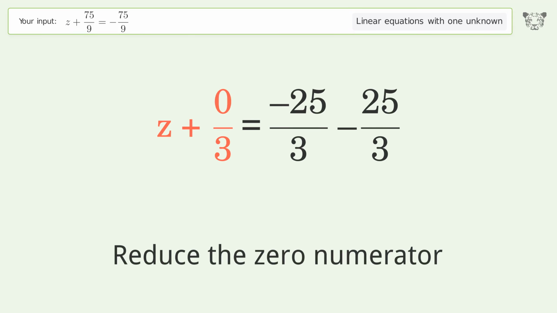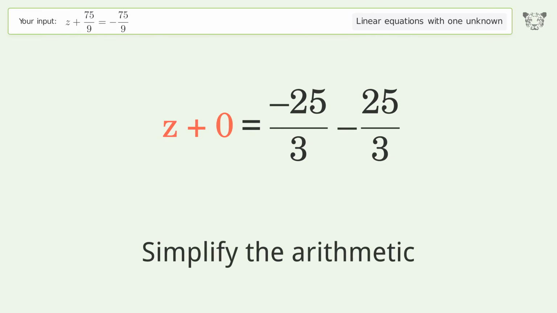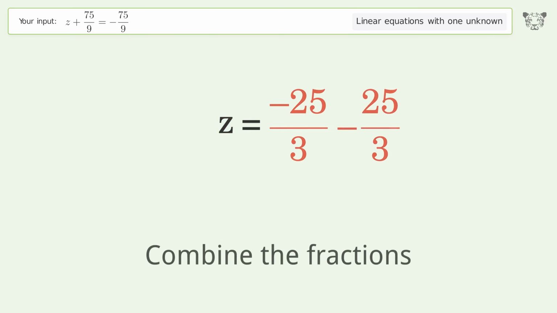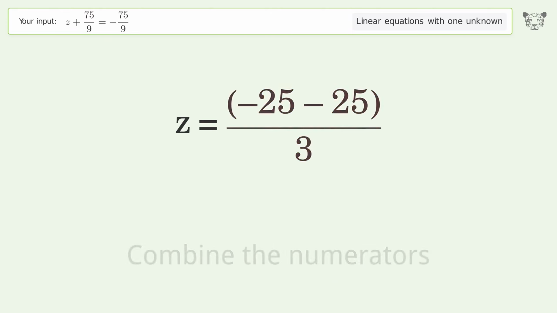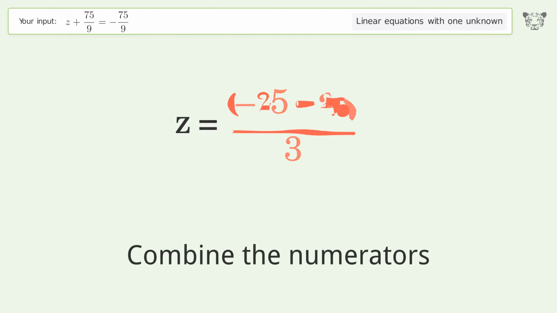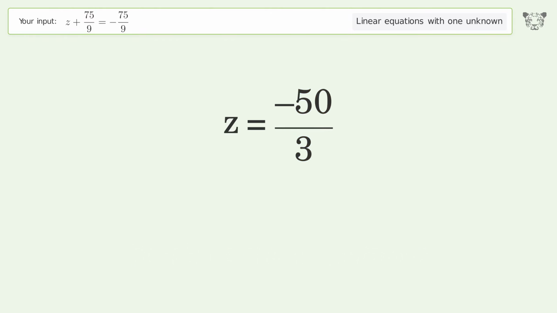Reduce the zero numerator. Simplify the arithmetic. Combine the fractions. Combine the numerators. And so the final result is z equals -50/3.